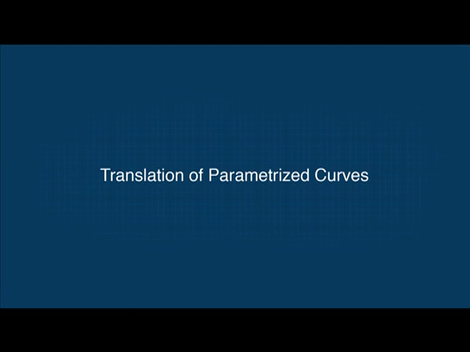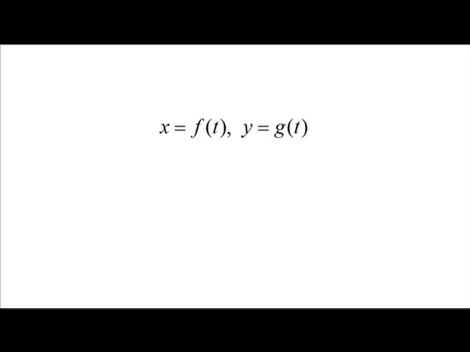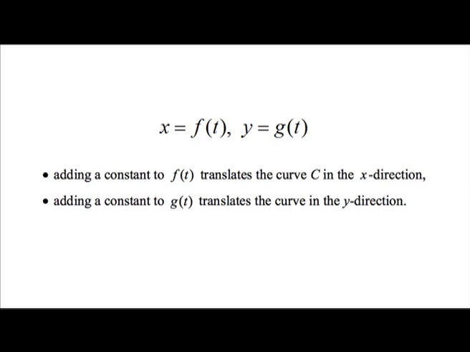Translation of parametrized curves. Now, we are going to obtain curves by translation of known curves. For this, we note that if a parametric curve C is given by the equations x is equal to f of t and y is equal to g of t, then adding a constant to f of t translates the curve C in the x direction, and adding a constant to g of t translates the curve in the y direction. We remark that translation does not change the shape or size of the curve.